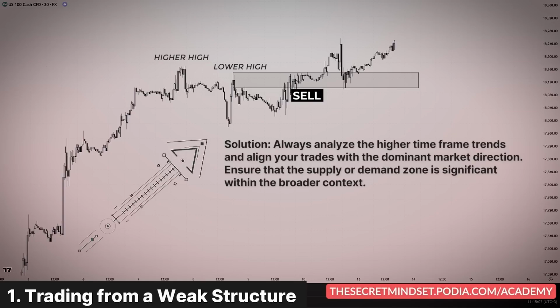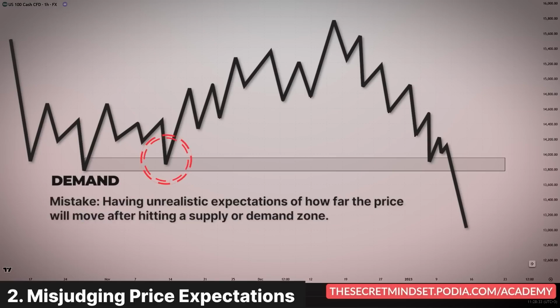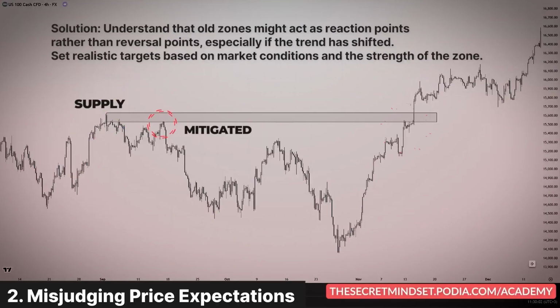It's crucial to align your trades with the current order flow. Traders also tend to have the wrong expectations of how far price will move after hitting a supply or demand zone. Old mitigated demand zones often become reaction points for pullbacks rather than areas for new highs, especially when order flow turns bearish. So if you're expecting a full trend reversal from an area that's already been tested multiple times, you might end up disappointed.